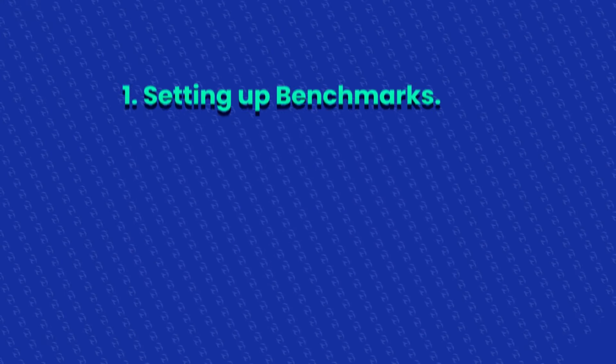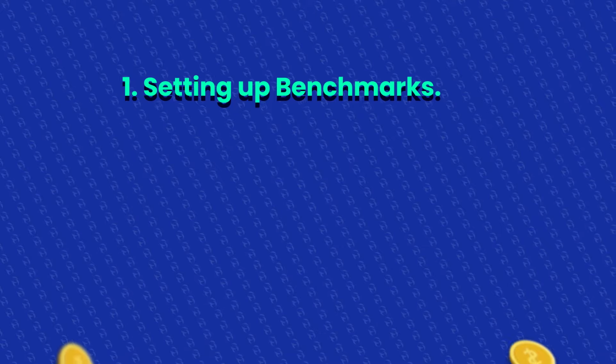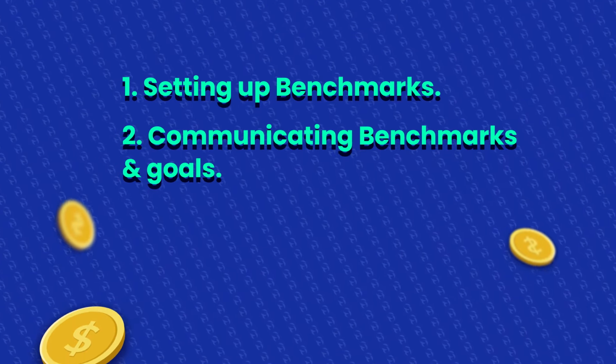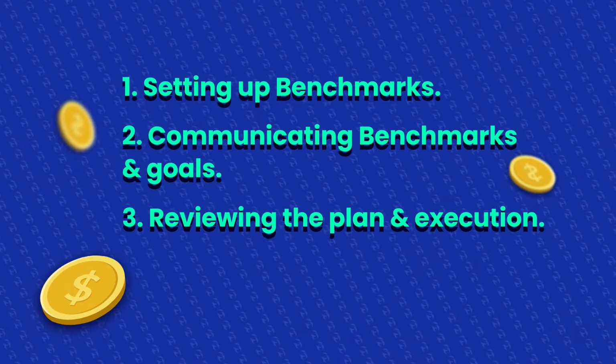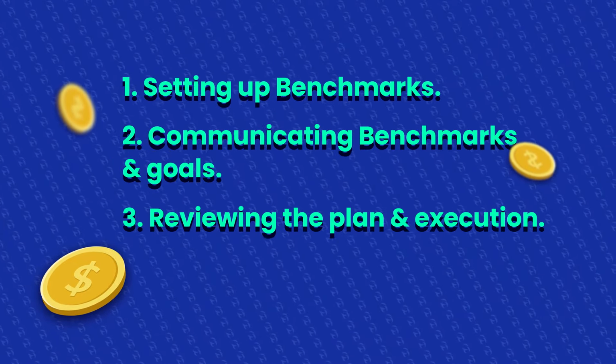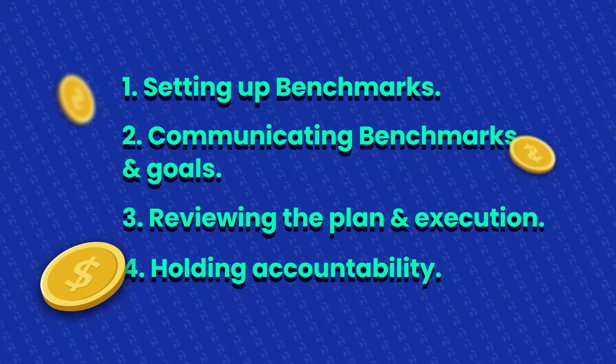When you're training your managers, you need them to understand, number 1, how benchmarks are actually set. Number 2, how the benchmarks and goals are going to be communicated to them. Number 3, how they should be reviewing the plan with the team and getting the team prepared to execute that. And number 4, holding the team accountable. When it comes to benchmarks, this one's really simple. This just basically means on an annual, quarterly, and monthly basis, you are providing the goals and targets for your managers.